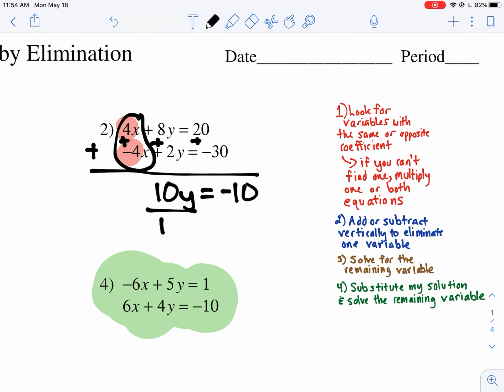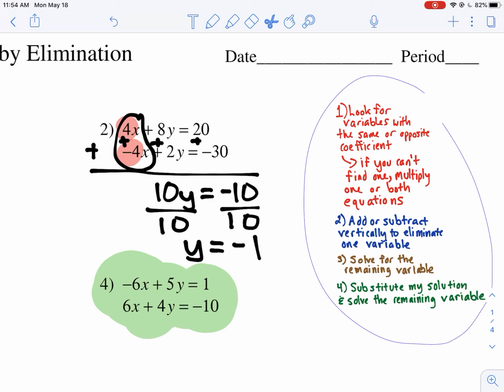To get y alone, I'm going to divide each side by 10. I get y equals negative 10 divided by 10 equals negative 1. Now, you might think you're done. You're not. You've only solved for y. You still have to solve for x. It says substitute my solution and solve the remaining variable.